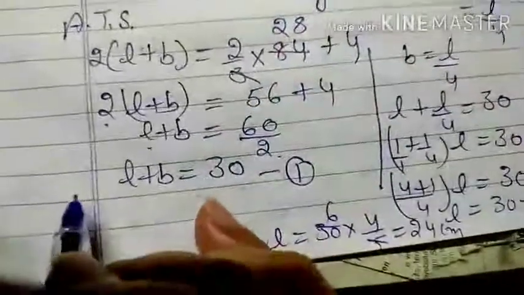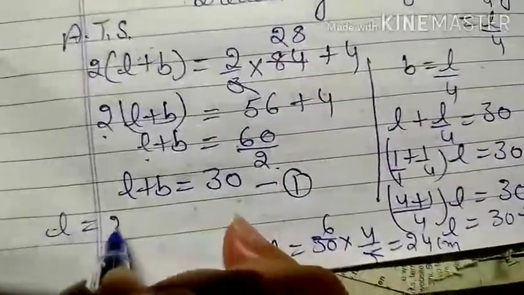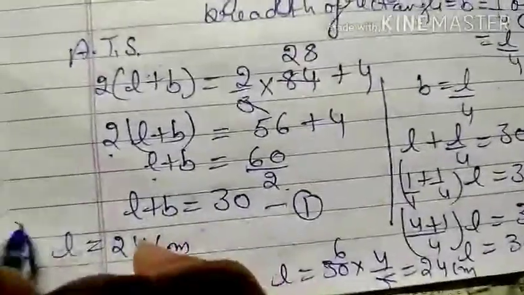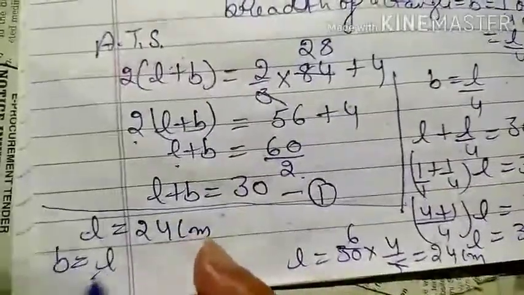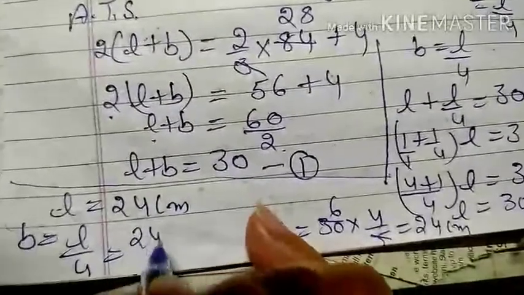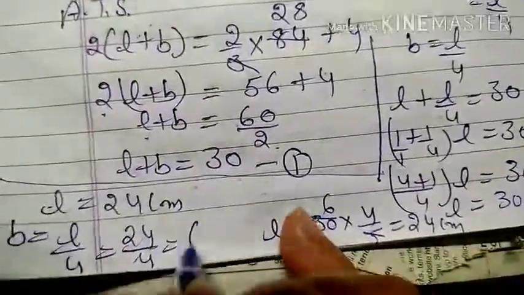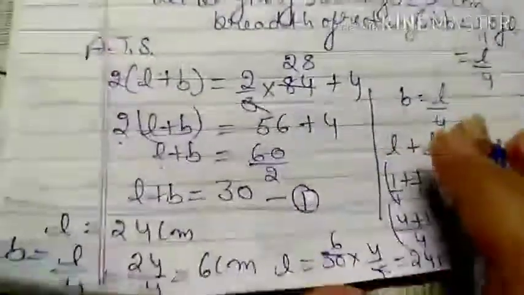Length is 24 centimeter, and if you have to find the breadth, length is 24 centimeter and breadth is equal to L divided by 4. 24 by 4 is equal to 6 centimeter. That is my required answer.